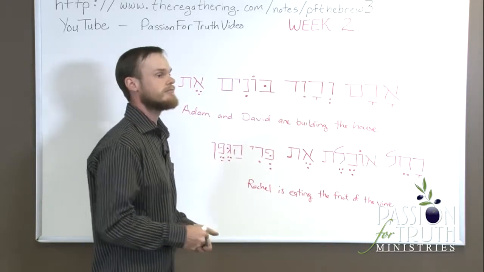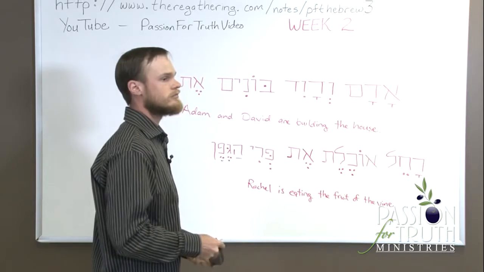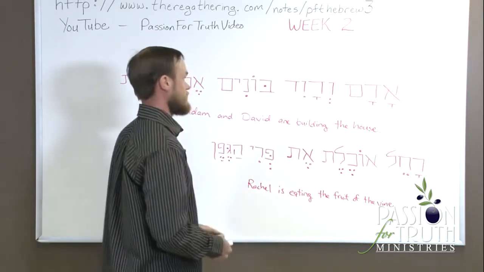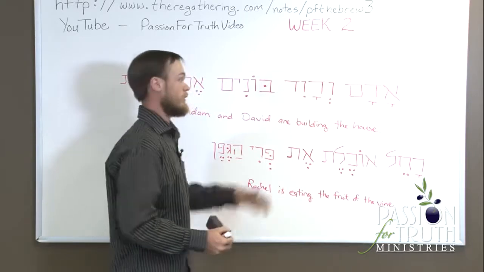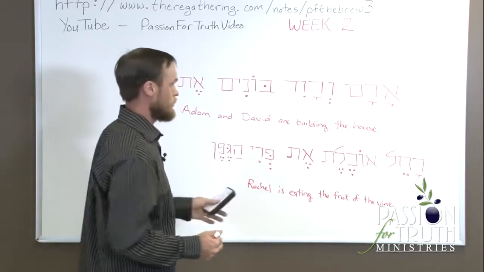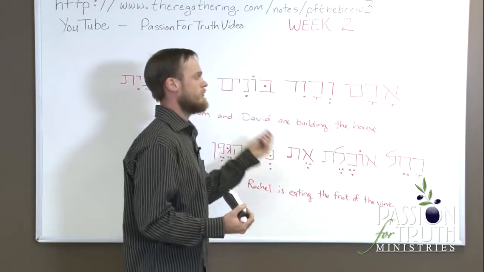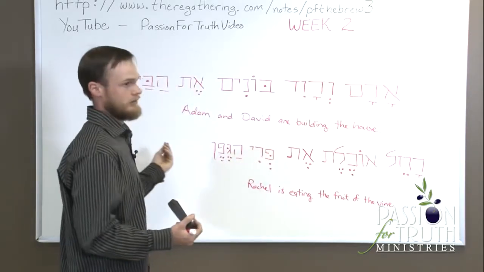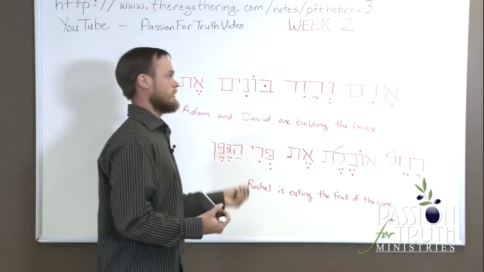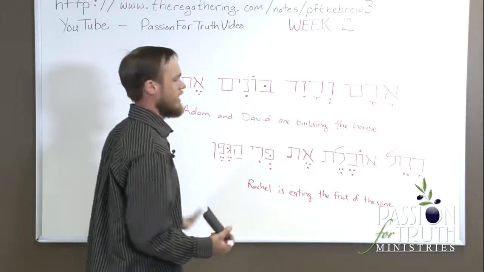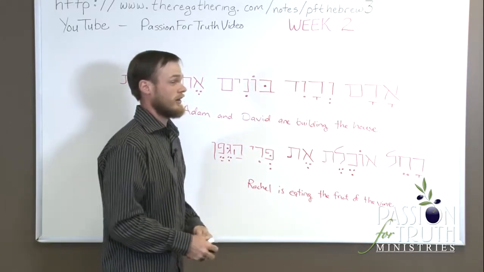If I was reading that in the Hebrew text, it might start out with bonim. Yes, in fact, it would very likely start out with bonim. You'd usually see this written, bonim Adam v'David et habayit. So a lot of times you'll start with your verb, then you'll read your subject, and then you'll read your object. It could appear, again, though, in any order.